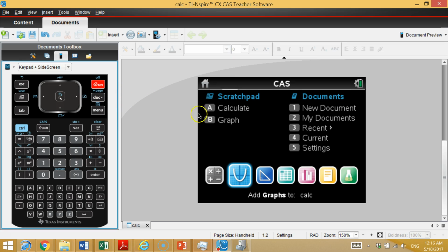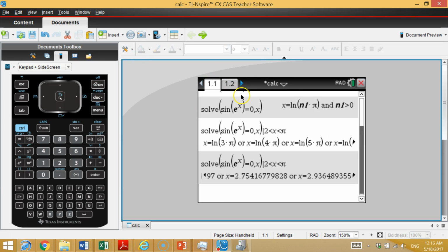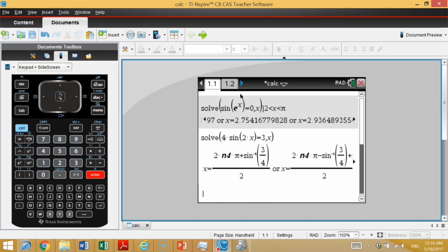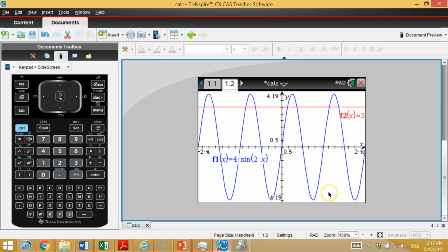Once again, if you were to use solve on this, sorry, I'm going to go to my current document and just go over to that. So if you use solve on 4 sine 2x equals 3, comma x, it's going to give you a bunch of n things. I do not want that. We could use the bar with where we want it, but I think that's clunky, and we can just graph it faster. So we've got the red line. We see it intersects an infinite number of times.